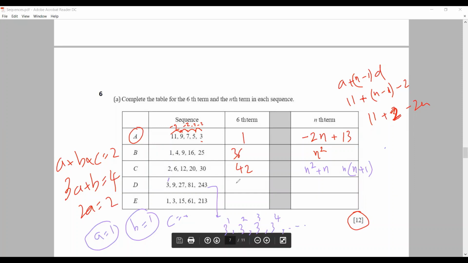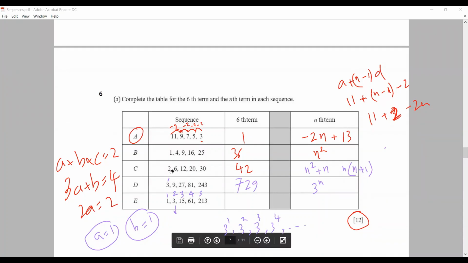So this one right here should be 3 raised to the power of 5, or 729. And the nth term is basically 3 raised to the power of n, right? Now for sequence E, we have 1, 3, 15, 61. What is going on here?